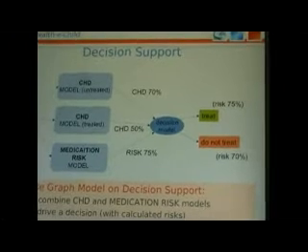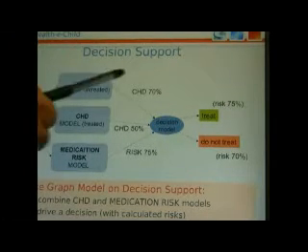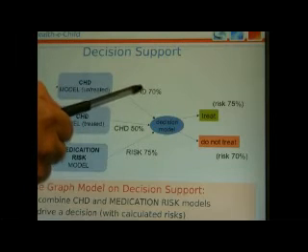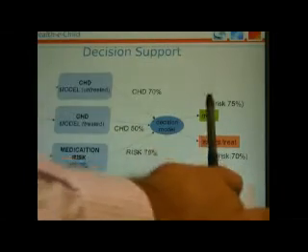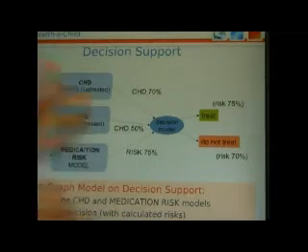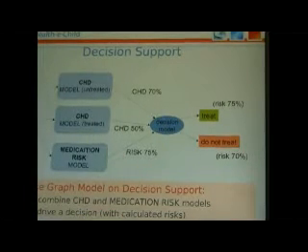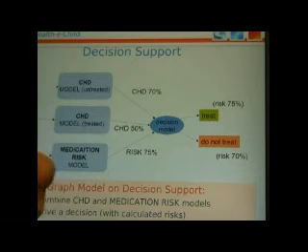I can leave the patient untreated, in which case this particular patient has a 70% probability of CHD. Or I can treat the patient, and so I can remove one of the factors. For example, if I reduce my weight from 85 kilograms to 60, I lose 25 kilograms. How much is the CHD going to be decreased? The answer is that it's going to be decreased to 50%.